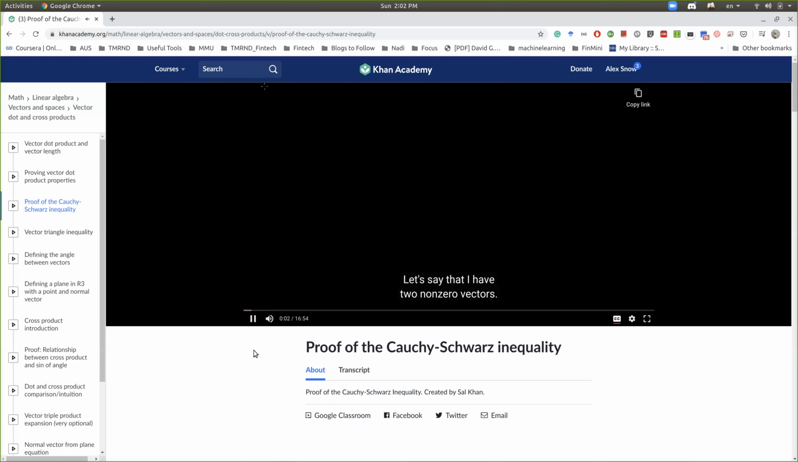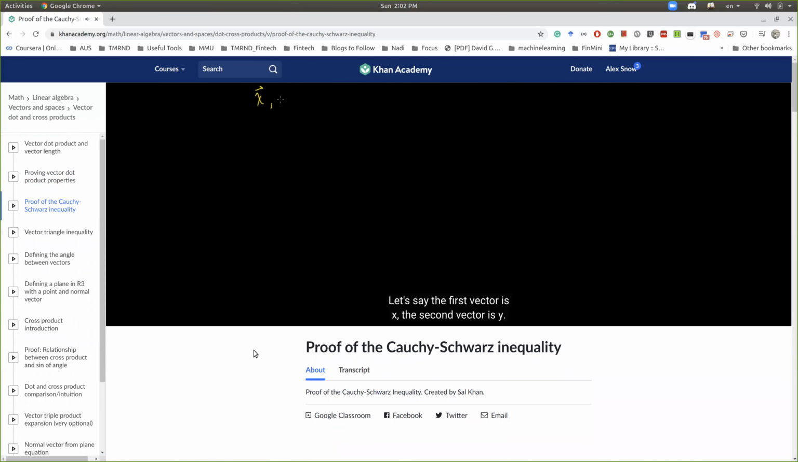I have two non-zero vectors. Say the first vector is x, the second vector is y. They're both in the set Rn, and they're non-zero. It turns out that the absolute value of their dot product of the two vectors, remember this is just a scalar quantity, is less than or equal to the product of their lengths. And we've defined the dot product, and we've defined lengths already. It's less than or equal to the product of their lengths.